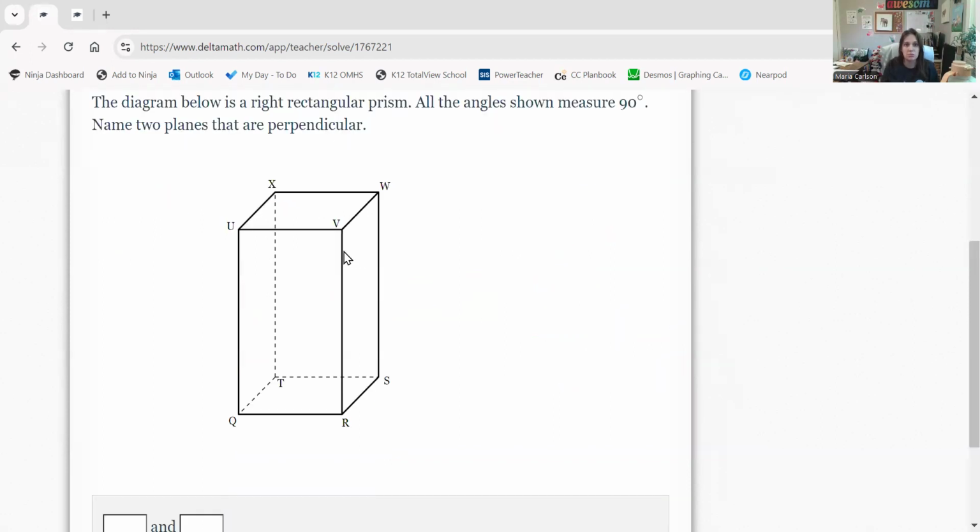The diagram below is a right rectangular prism. That means all the angles shown measure 90 degrees, hence the right. And then the rectangular prism means all of the faces on the sides of the shape. Well, sorry, not the faces. The bases are rectangles, and then a prism, all the faces should be rectangles.